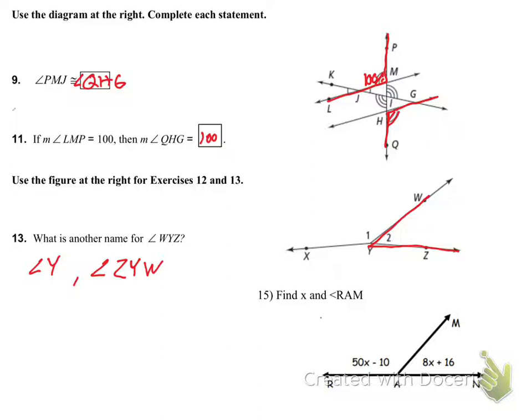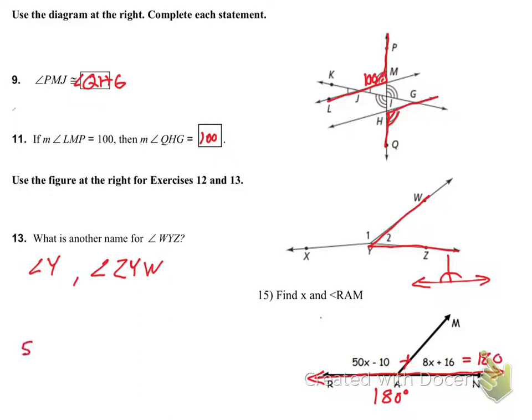All right, 15. Find x and then angle RAM. One thing we need to understand is that this is on a straight line. And a straight line equals 180 degrees. Okay? Think about it like a 90-degree angle. So this right here would be 90, and this right here would be 90. So that means this whole line right here, if it's just a flat line, is going to be 180. So in order to find out what x is, I need to add these two and then set them equal to 180.